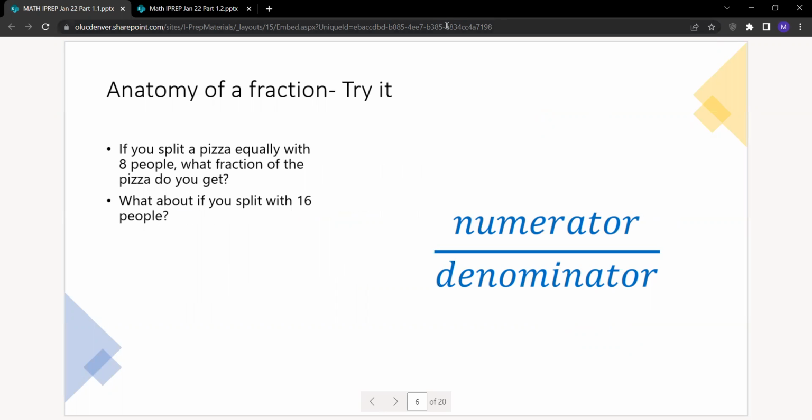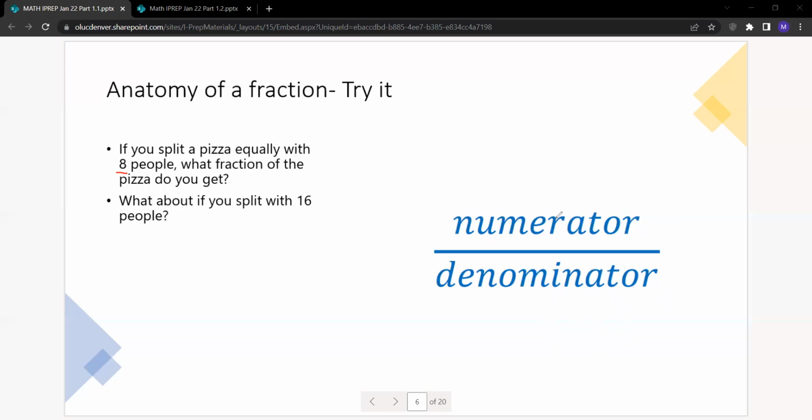So as I talked about a second ago, this is called the numerator and the denominator. The numerator is on top, the denominator is on bottom. So let's try a problem here with our numerator and denominator. If you split a pizza equally with 8 people, what fraction of the pizza do you get?